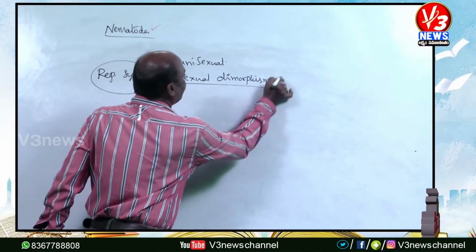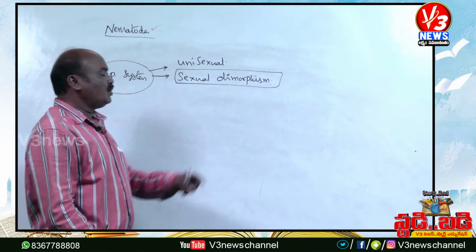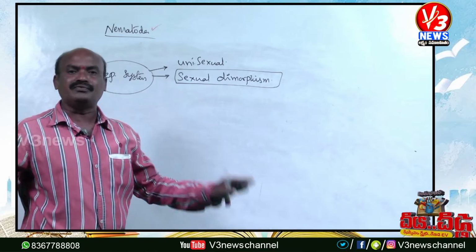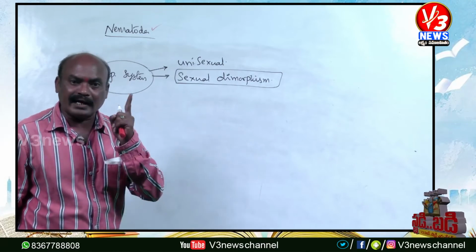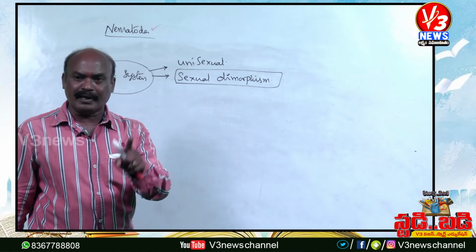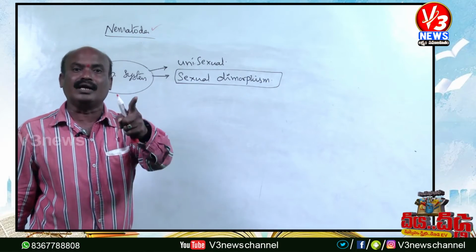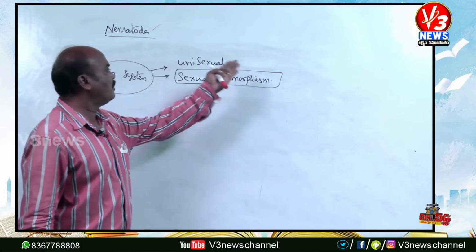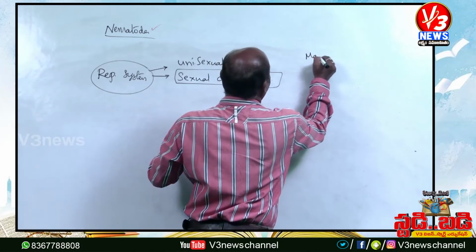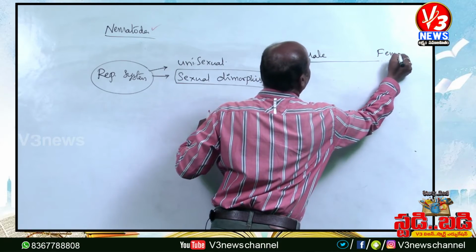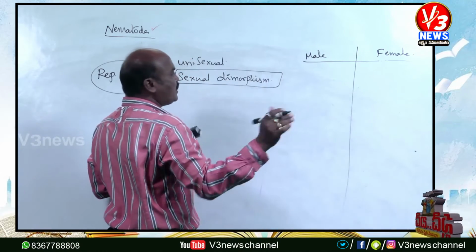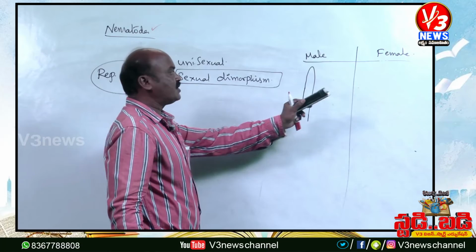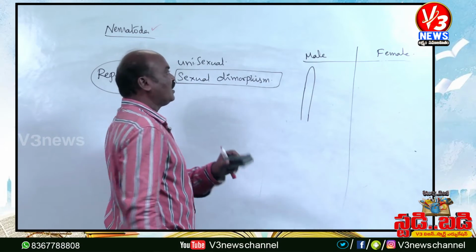So what is meant by sexual dimorphism? Based on their external characters only, based on their external features, we can identify male and female. The identification of males and females by their external characters only is what is called sexual dimorphism. So what are the differences between the male and female? I'll give a detailed description of the male and female nematodes. See, the males are shorter than the females. The females are longer and larger than the males.